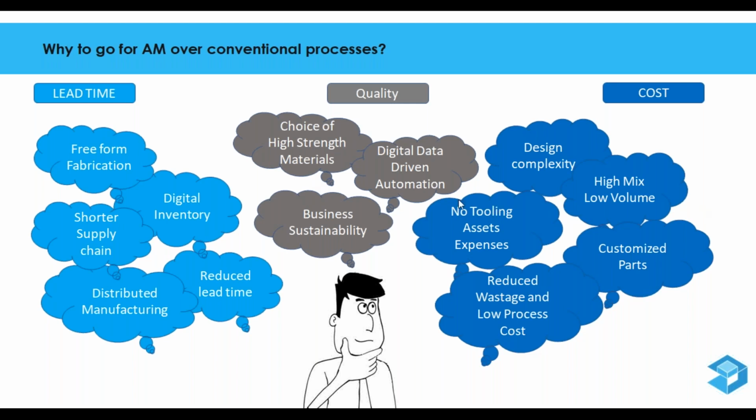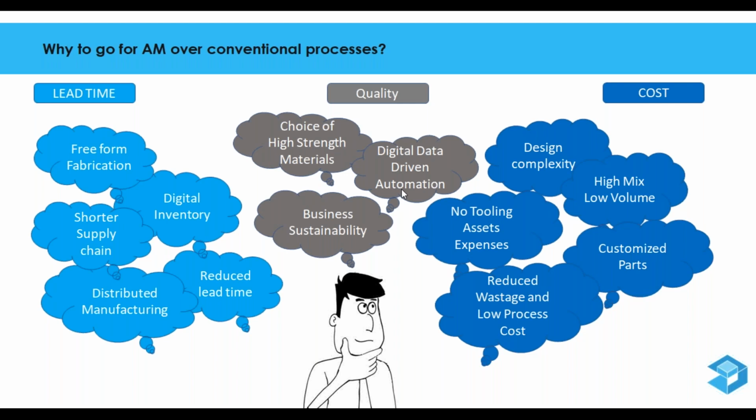On the cost side, your costs get saved when you have a very complex design to be done, and you have a very high mix of low volume components. Then you have a lot of customized parts. So MROs are something where you can still increase the efficiency of the system, and you can go ahead with realizing these components with a lesser amount of investment. Because of the low or no tooling costs required for additive manufacturing, it is also one of the key technologies for reduction of waste and to reduce the process cost.